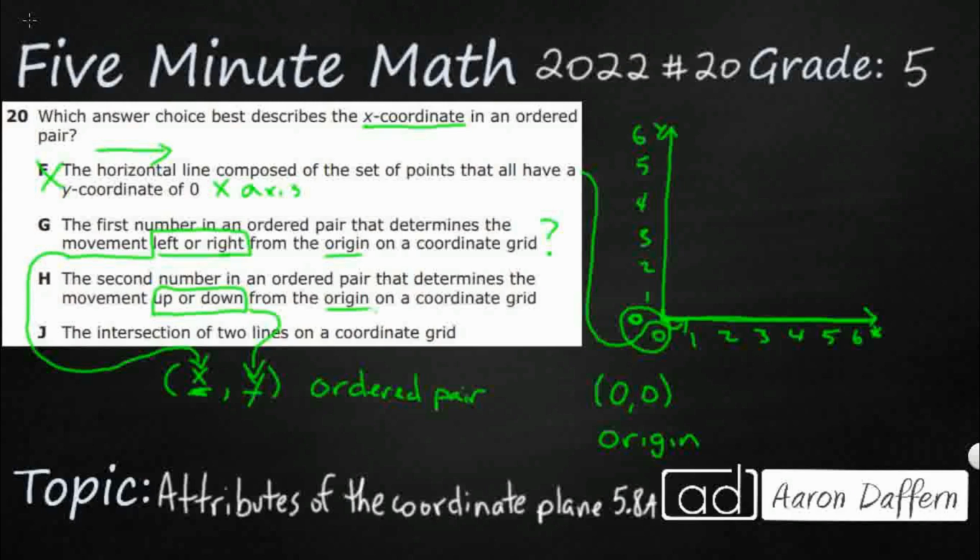Once you get up into 6th grade, you're going to learn that these lines extend and we get into all kinds of negatives, and it becomes 4 different quadrants. Right now in 5th grade, we just deal with this quadrant right here. But that's the origin, so we're not looking at that. We're not looking at J. Our answer here is going to be G.